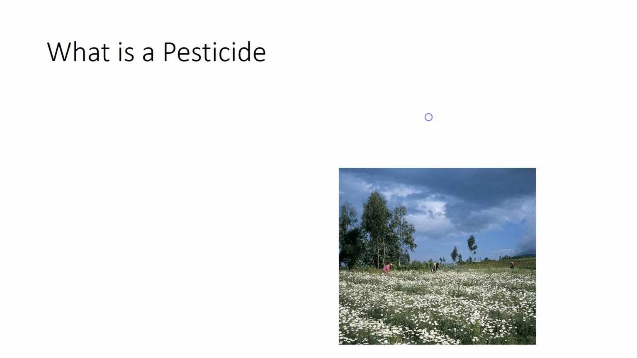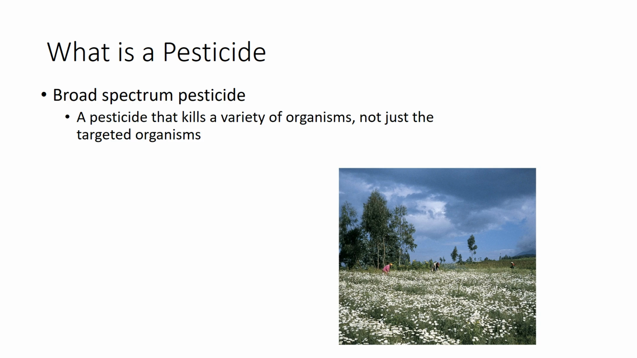Okay? So delving right in, what exactly is a pesticide? Well, it's usually some sort of chemical application. All right? And we often use what are called broad spectrum pesticides, although not always. But a broad spectrum pesticide is a chemical agent that's designed to kill a variety of organisms. Right? And not necessarily just the targeted organism.